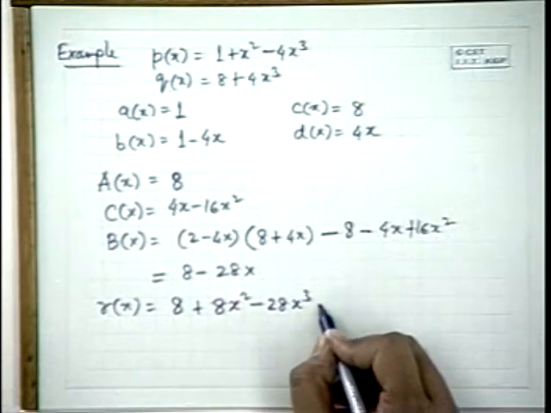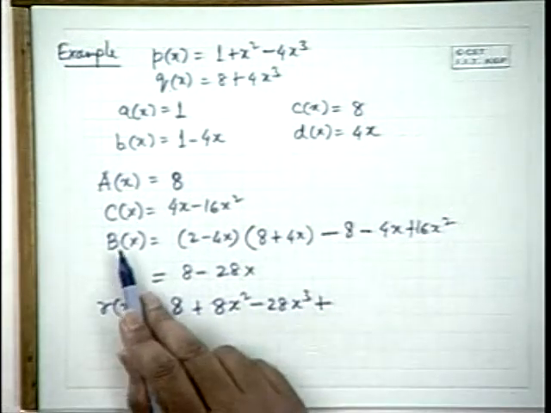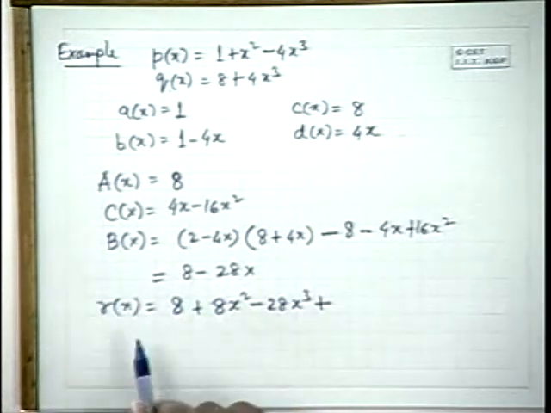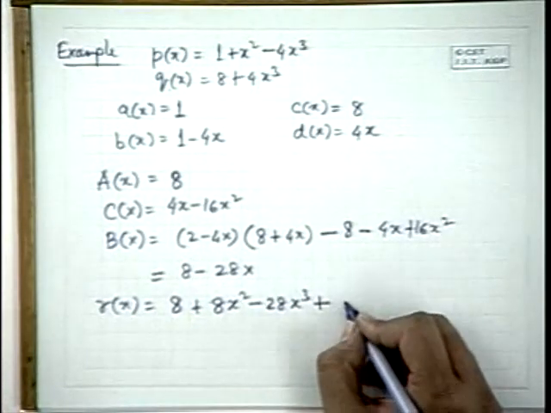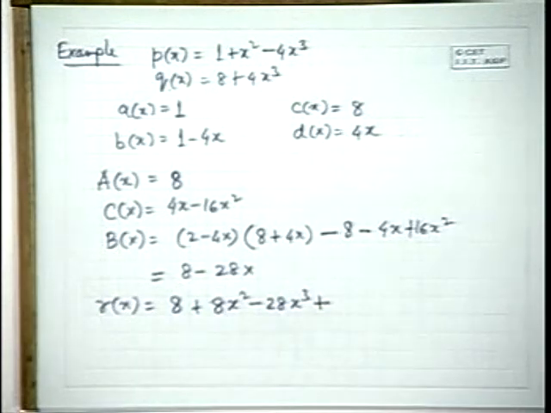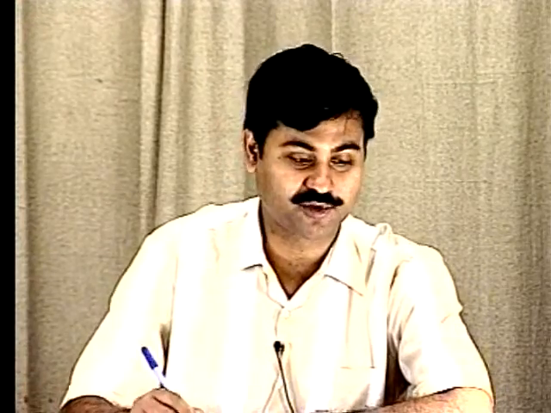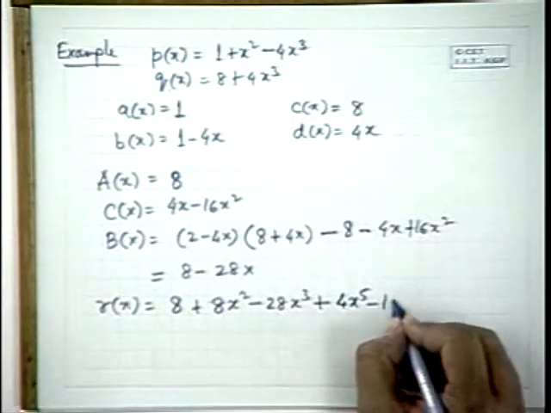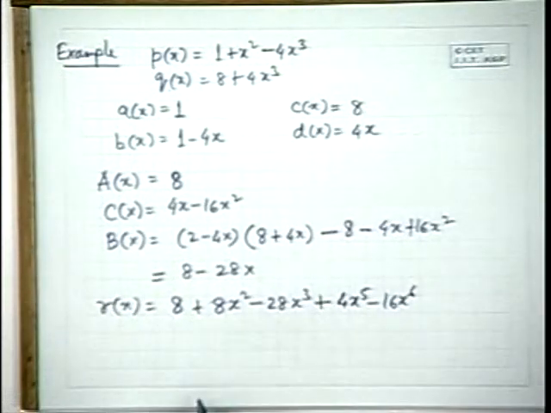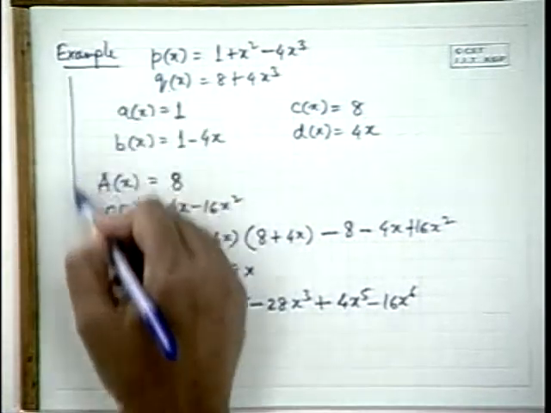plus Cx, which is 4x minus 16x square. So that will remain. What is the formula? Cx times x to the power n. x to the power n is what? x to the power 4. So you get 4x^5 minus 16x^6. So this is your Rx. So this is the way the algorithm proceeds.